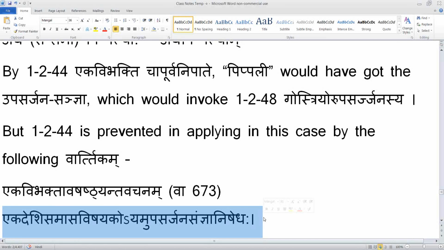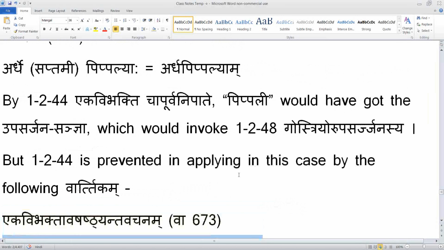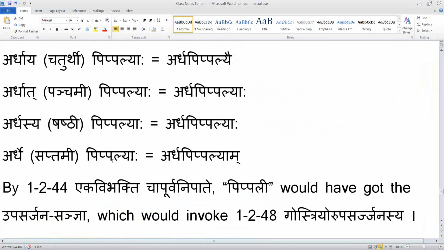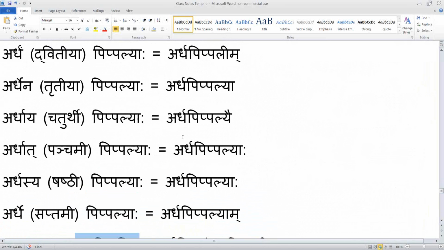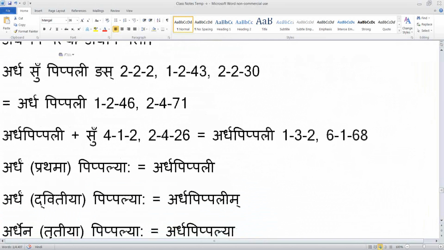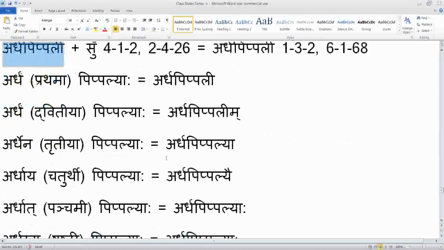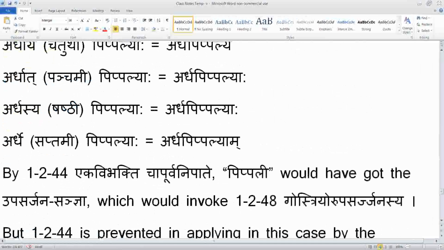Gostriyor upasajanasya. This whole discussion of this is going to come later. This is a useful concept, by the way. We have to know this sutra, ekavibhakti cha purvanipate. But the only reason we brought this in right now, which is not in the Antoine book, is because Pippali would have started getting the rasvadesha by 1-2-48, gostriyor upasajanasya, which we didn't want. So we have to somehow stop the upasajana sanya for this.